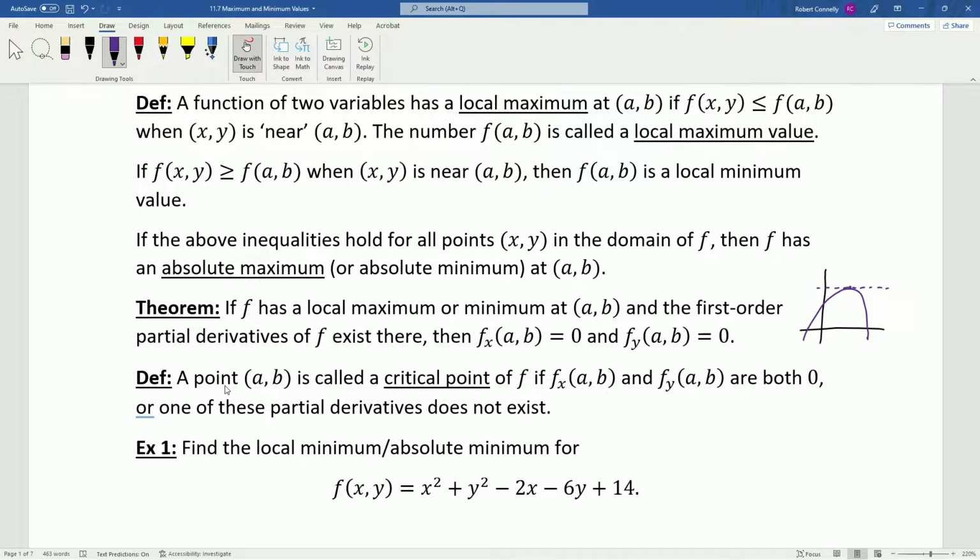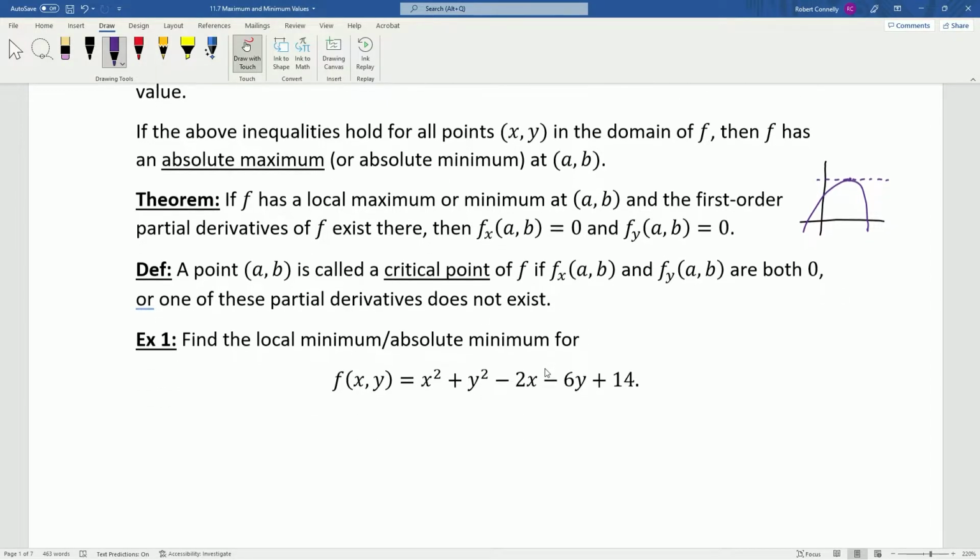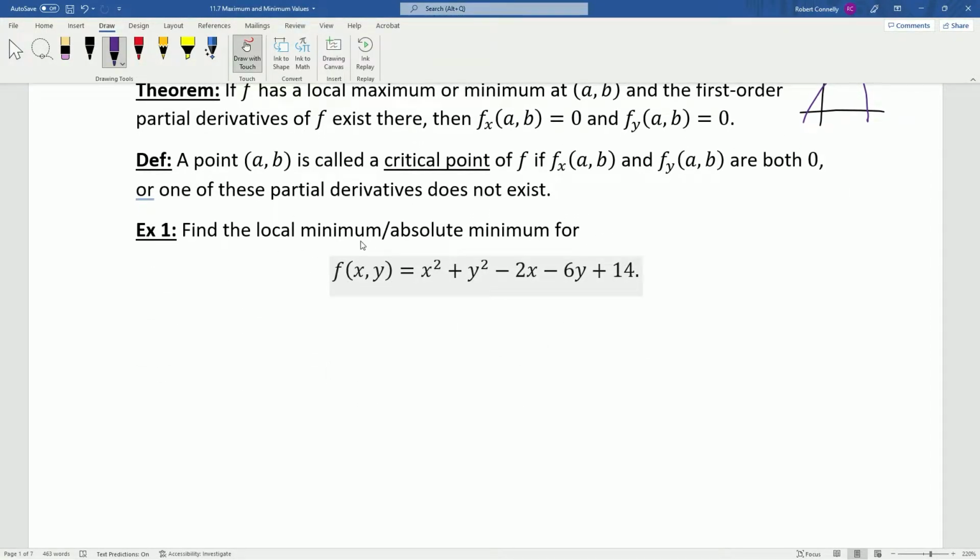All right, definition. A point (a, b) is called a critical point of f if the partial derivatives with respect to x and y are both 0, or one of those partial derivatives does not exist. Okay, so example 1, find the local minimum and absolute minimum for f(x, y).